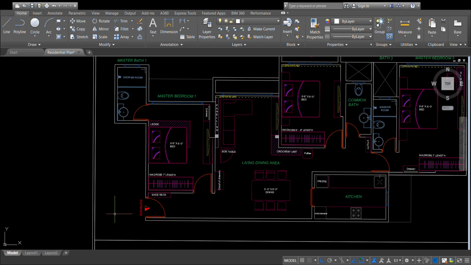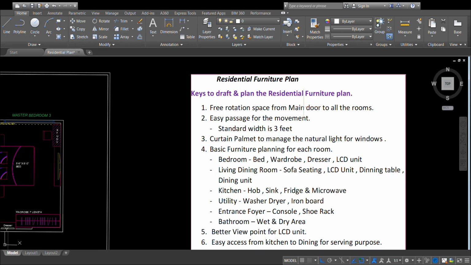In this case, there should be no blockages of columns or partitions or any walls which will make it difficult to move from one room to another. So as an interior designer, this is the first very basic point to keep in mind, that you have to avoid blockages and give easy movement in the entire layout. So let's move to the second point.